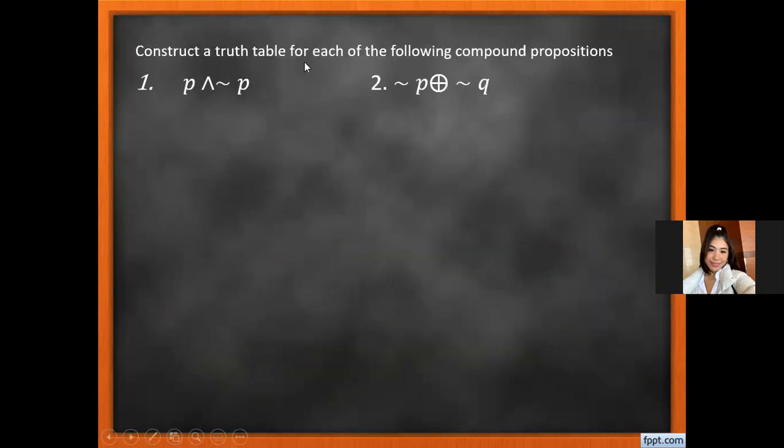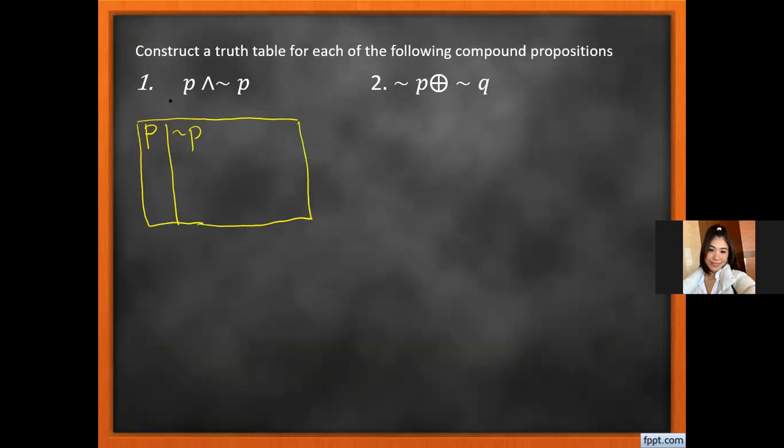Construct a truth table for each of the following compound propositions. Okay, so we're going to construct a table this time. So P, since we only have one statement in our comparison, we have negation of P. So the table that you're going to construct will lead to the truth value of the given compound propositions.